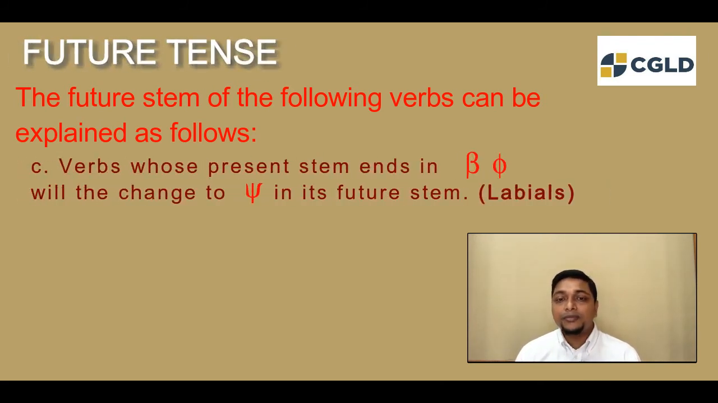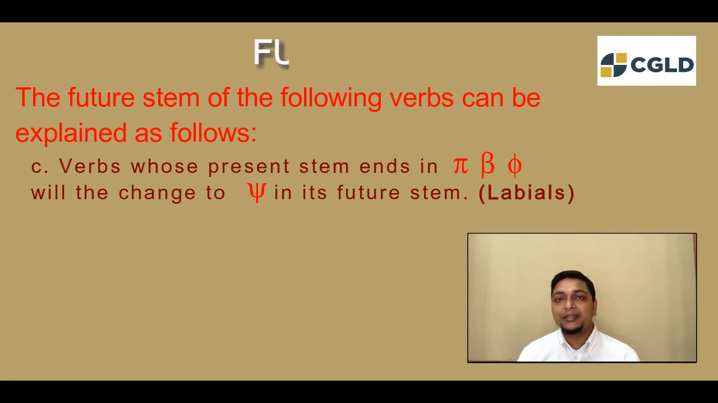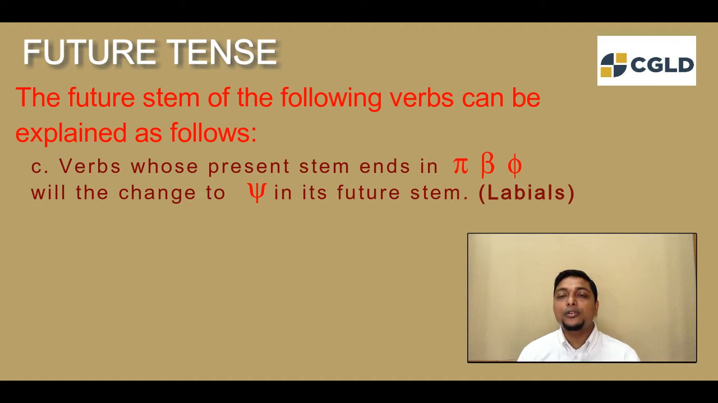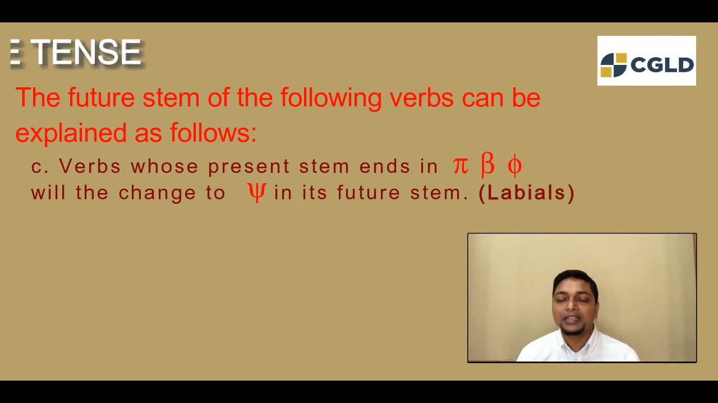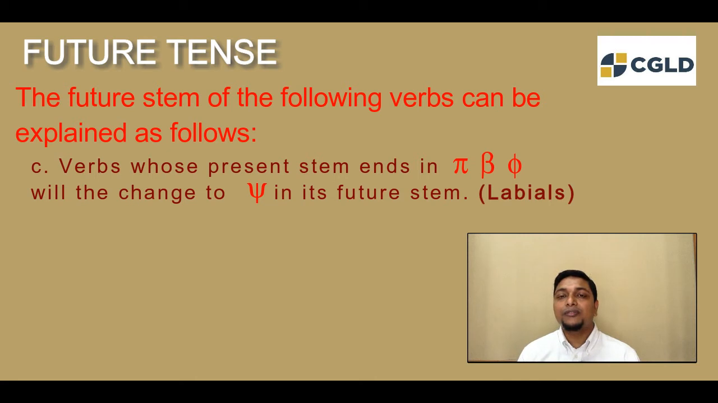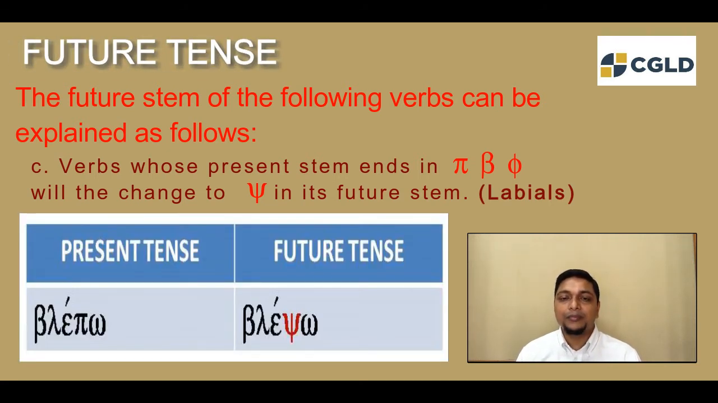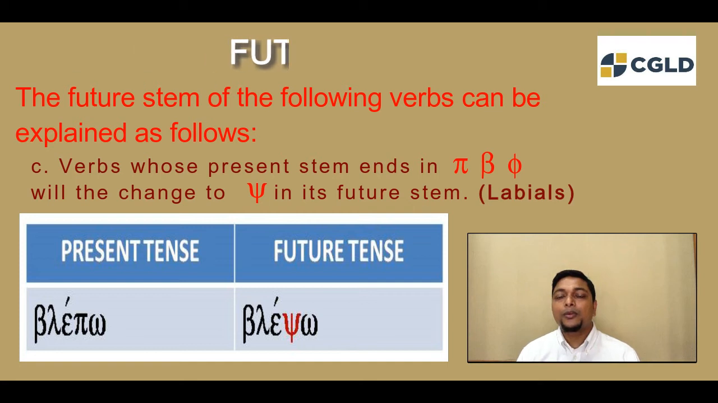Thirdly, verbs whose present stem ends in pi, beta, and phi will change to psi in the future stem. And these are called labials. This extra piece of information is for those who would like to go for higher studies. So, for example, the word blepo. Blepo in its present stem ends with a pi, and then we have the ending with an omega. But when it appears in its future form, the future stem will replace pi with a psi.